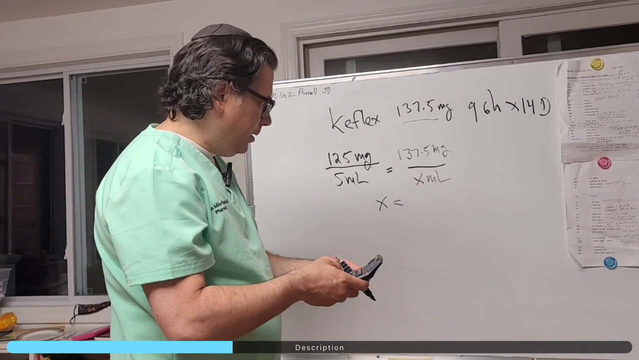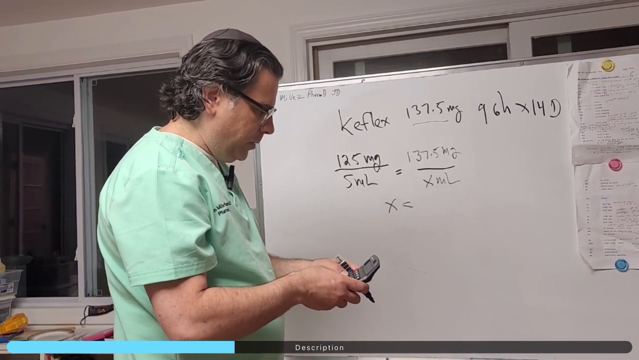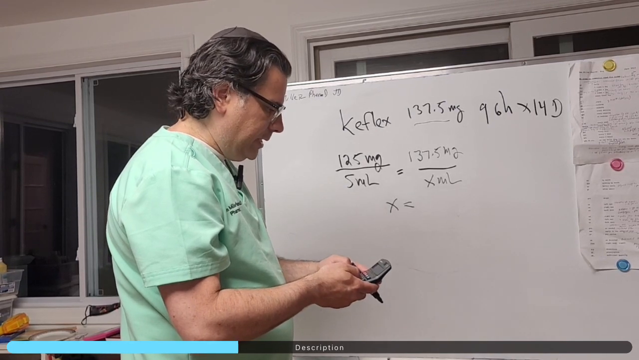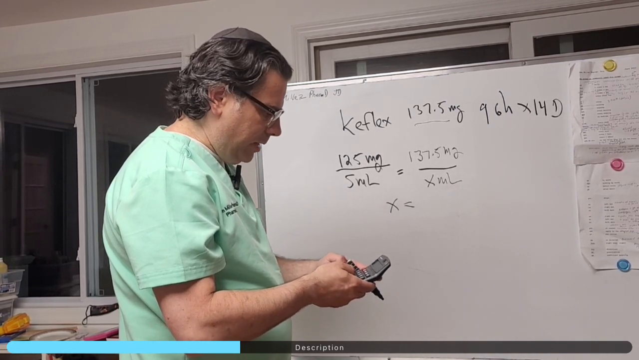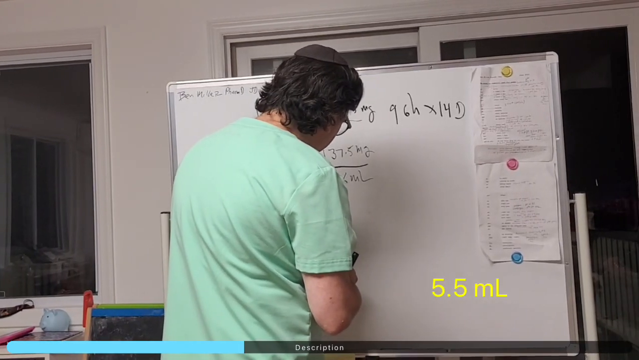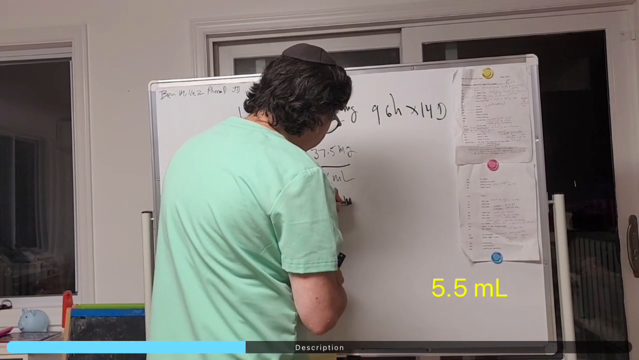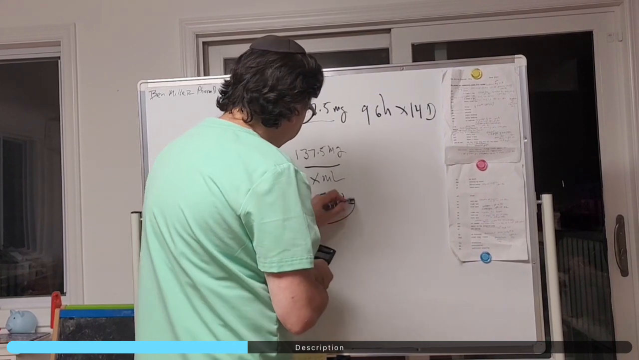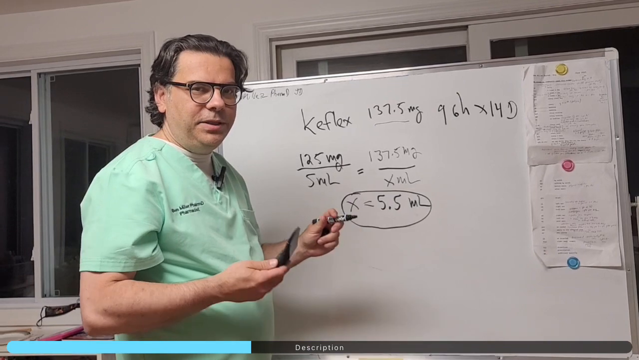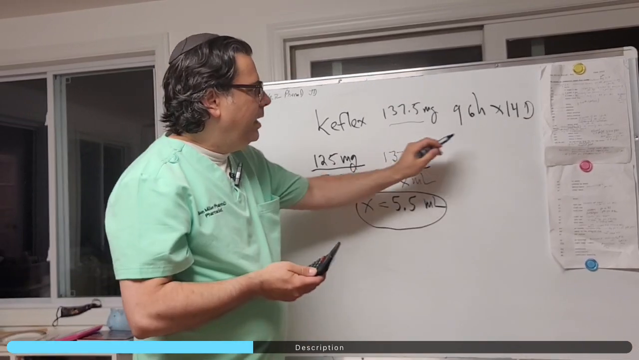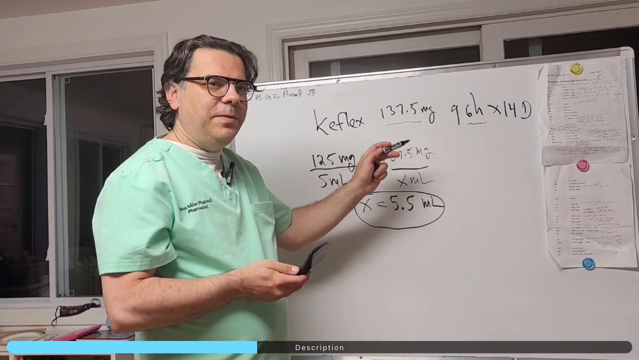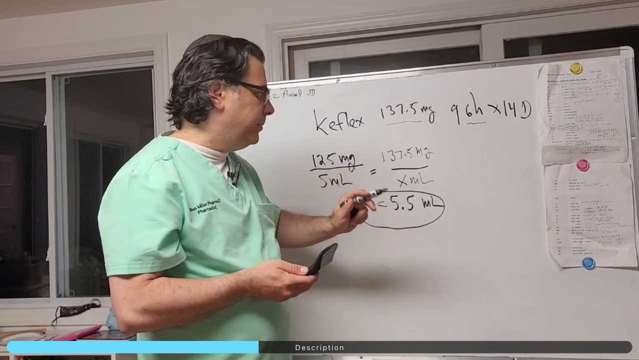Grab your calculators. 137.5 times 5 is equal to 687.5, divided by 125 is 5.5 ml. Each dose is 5.5 ml. How many doses are we giving per day? It's Q6. There are 24 hours in a day, so divided by 6, that would be 4 doses that we're giving.